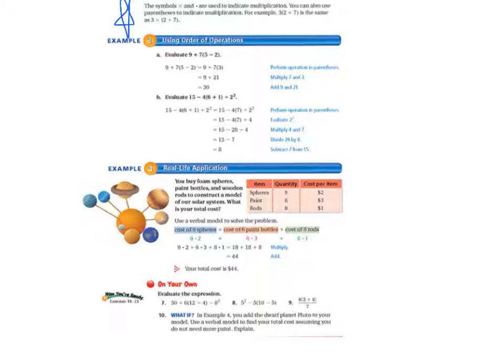And then it says you can also use parentheses to indicate multiplication, and it gives you an example. 3, and then the 3 is just squished right up next to the parentheses. And that tells us that we're multiplying the 3 times whatever the result is of what's in the parentheses. So 3(2 + 7) is the same as 3 times (2 + 7). So be careful, and when you see that 3 squished up next to the parentheses, that means that you're going to multiply the 3 times the result of what's in the parentheses.